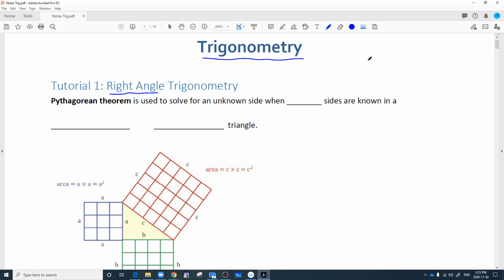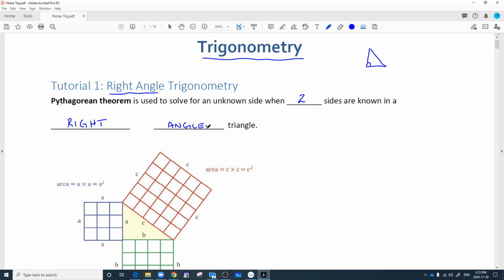So this is any triangle that has a right angle in it. To show a right angle, there's the little square in one corner, and that's showing you that that's a 90-degree angle. So the first thing is that when you're solving triangles that are right, there's a couple things that you can use. The first thing that you can use is Pythagorean Theorem, which is something we've already used in this course. It's used to solve for an unknown side when 2 sides are known in a, now this is what's important, it has to be a right angle triangle.